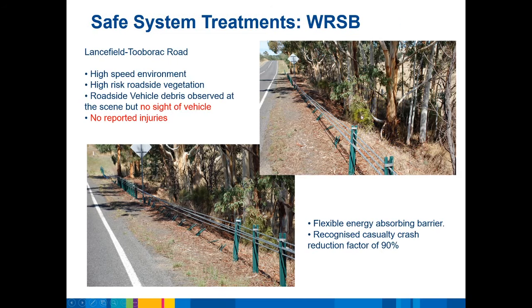Okay. Another safe system treatment is WRSB. This is wire rope safety barrier. Wire rope safety barrier is a braided steel wire. The importance of the braiding is that it helps the steel prevent breakages. The fact that it is wire in a sort of rope format means that it has a very long length over which it can deform.